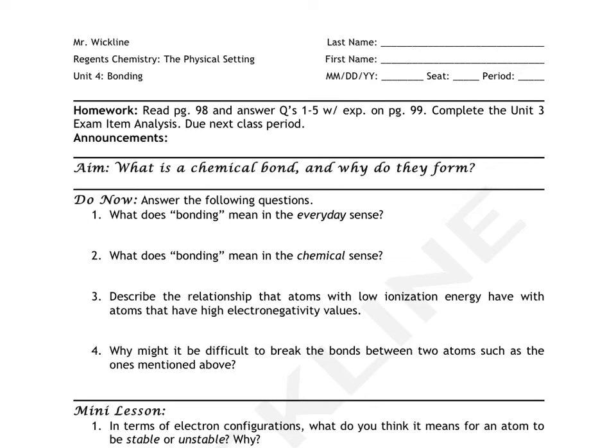Hello everyone, this is our first lesson in Unit 4, Bonding. We have a bookwork associated with this lesson, questions 1 through 5 on page 99, and we will have just completed the Unit 3 look back. The aim today is: what is a chemical bond and why do they form?